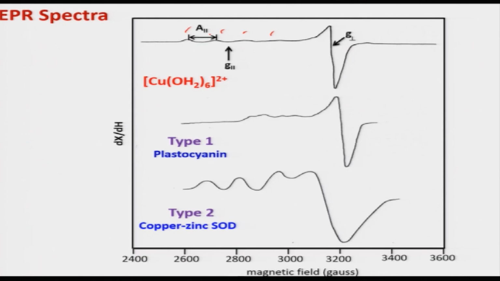If you look at type 1 and type 2, you see that in type 1 this A parallel is very small, whereas in type 2 A parallel is quite large, that is a normal copper 2 center. But type 1, which is actually blue copper proteins, produces this very small A parallel value, and this is quite interesting, and we will talk about that.